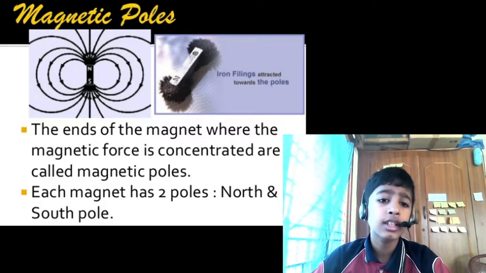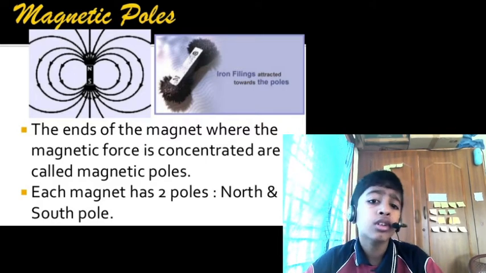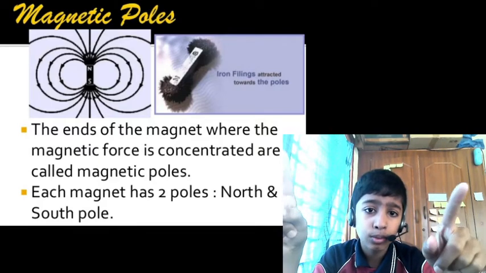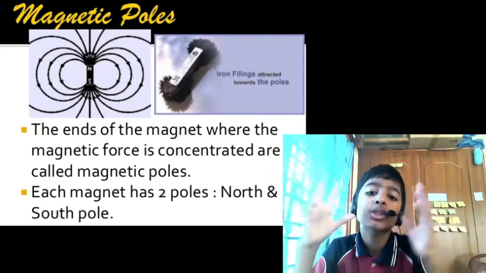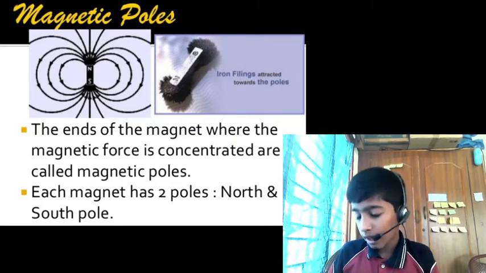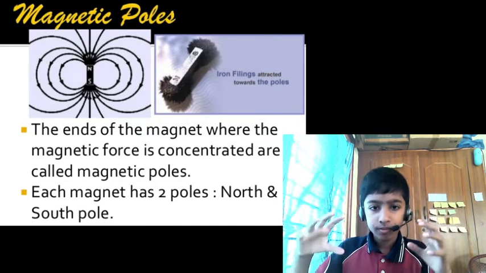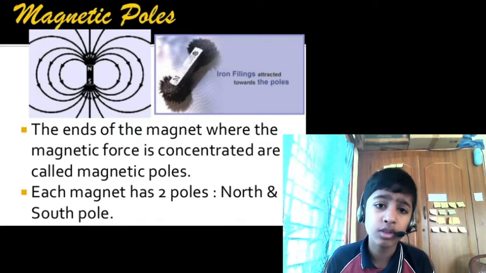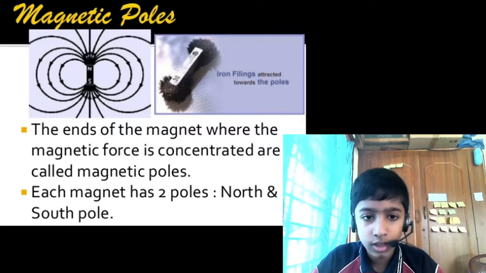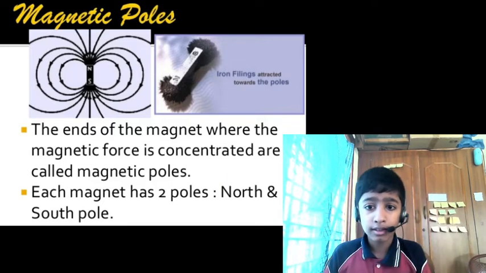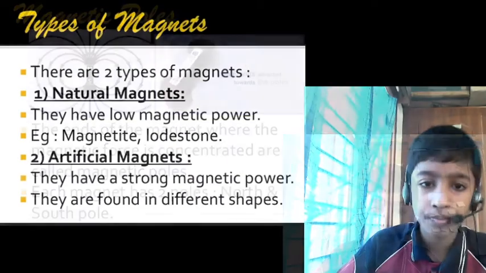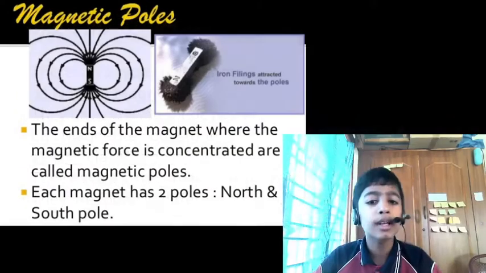magnetic force is concentrated are called magnetic poles. The ends of the magnet, north and south pole, are where the magnetic force is more concentrated. Each magnet has two poles, north and south pole. So each magnet will be having a north and south pole.